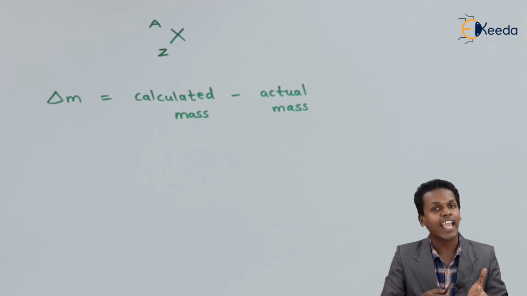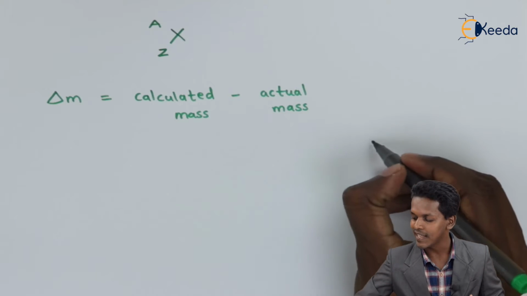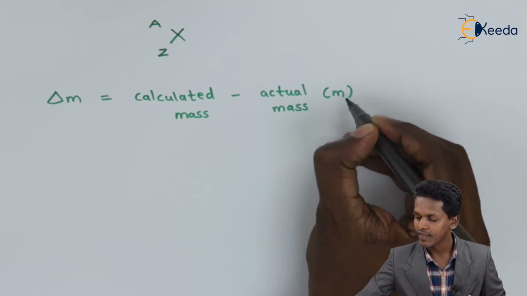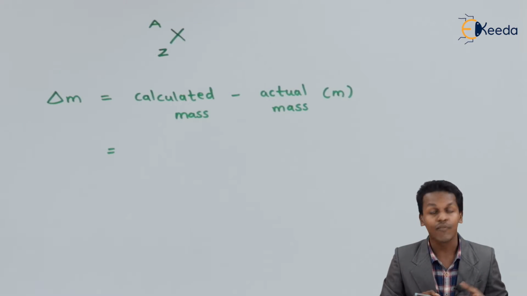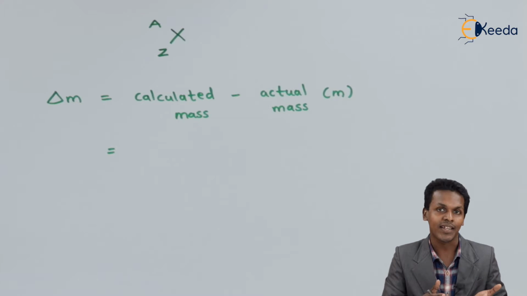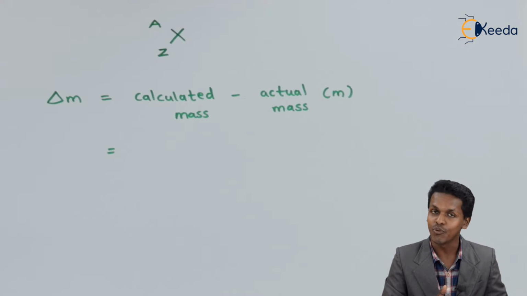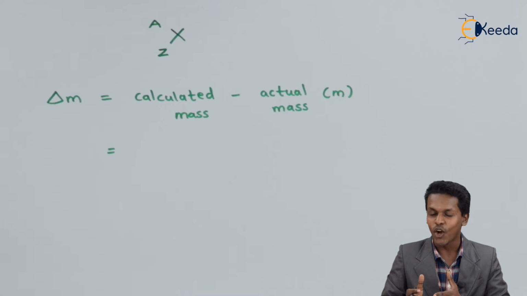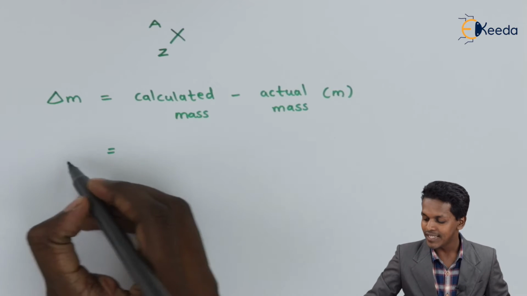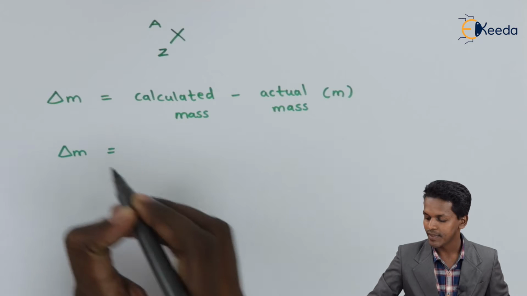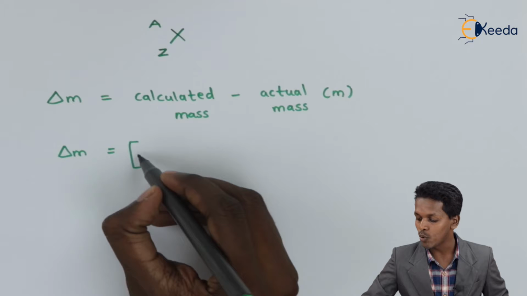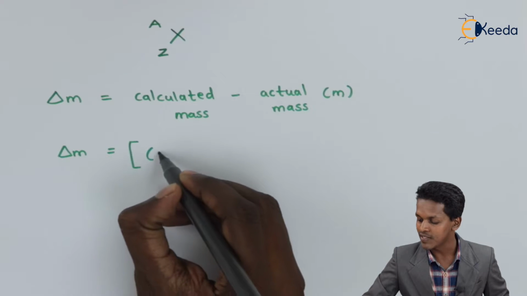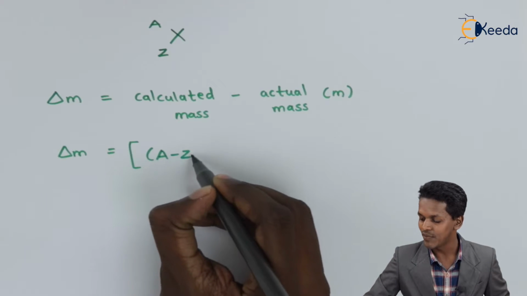So in that case, suppose the actual mass which has been observed for a particular nuclide, let me consider this as M. And this is how we can see what the calculated mass is, and for that we know that a particular nuclide consists of proton, electron and neutron. So based on that, let us see how we can derive an expression. So here delta M is as it is, and to calculate the mass, we know it can be calculated by knowing the number of neutrons, and the number of neutrons is nothing but A minus Z.